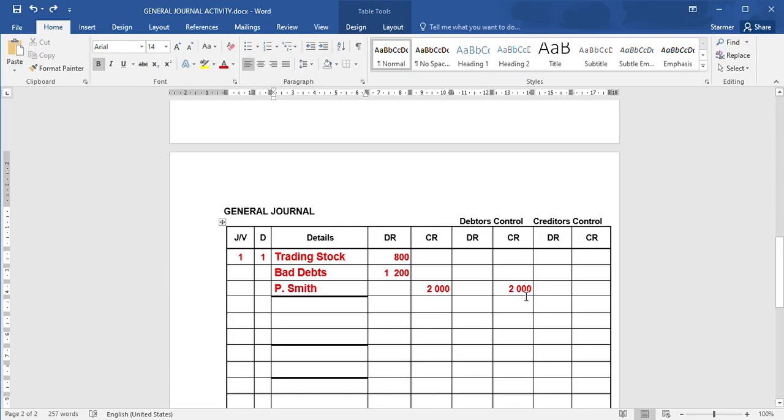So you're going to credit his debtors ledger account, that's this 2,000 over here, and whatever you do in debtors ledger, you go to debtors control, and you do the same thing.